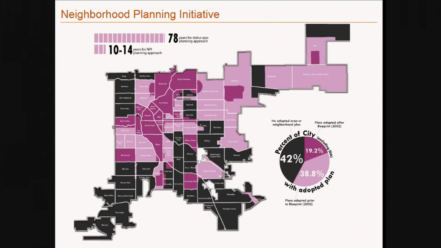So I'm going to talk briefly about the Neighborhood Planning Initiative. Joel defined this problem where only 19.2% of the city is covered with area plans adopted after Blueprint. We have 78 neighborhoods, right? Statistical neighborhoods. If we continue with this status quo approach of planning one neighborhood at a time, well, actually, we can typically do 2 area plans concurrently, but it's the individual neighborhood. It'll take us 78 years to cover the whole city. And that's just way too long. I mean, so much changes in 10 years. Imagine how much would change in 78 years.